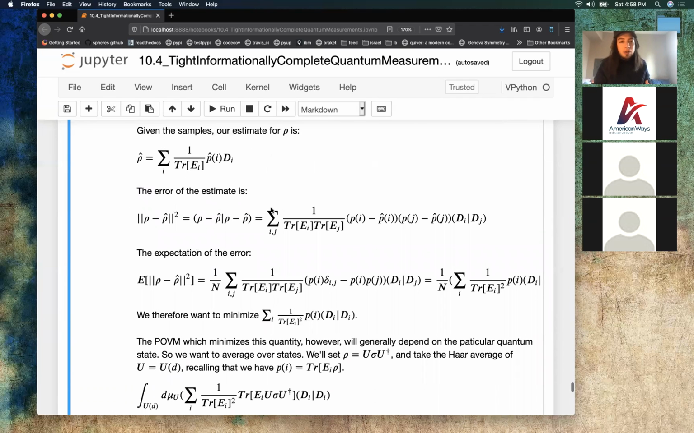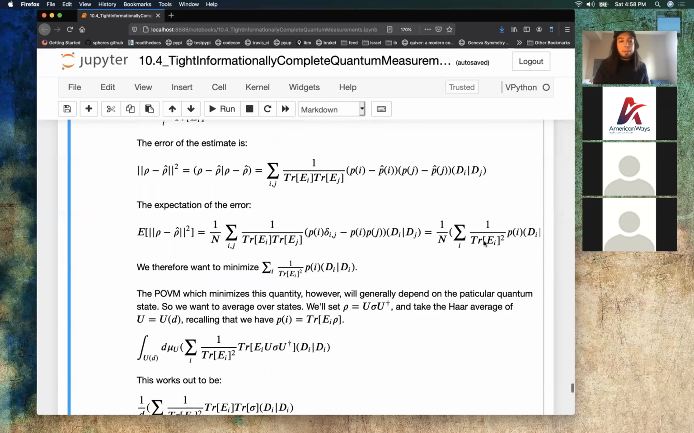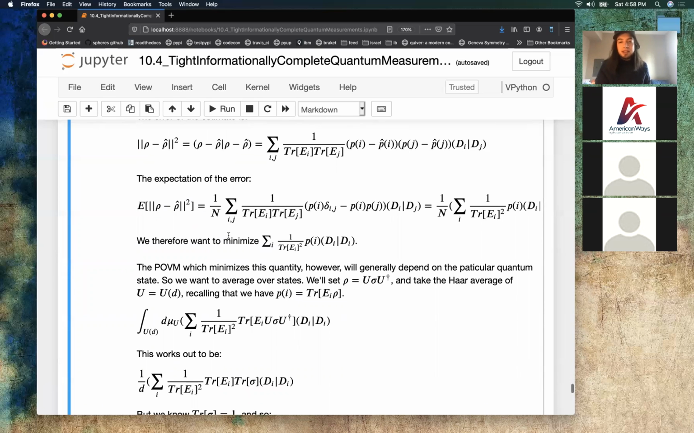And if you work it out, you'll write rho and rho hat in these terms, and then you'll end up with all this juicy stuff here, and then you'll have inner products with the different D_i's. So then we can write the expectation value of the error like this.